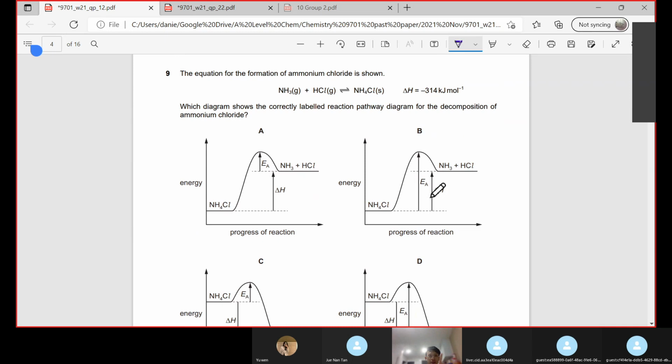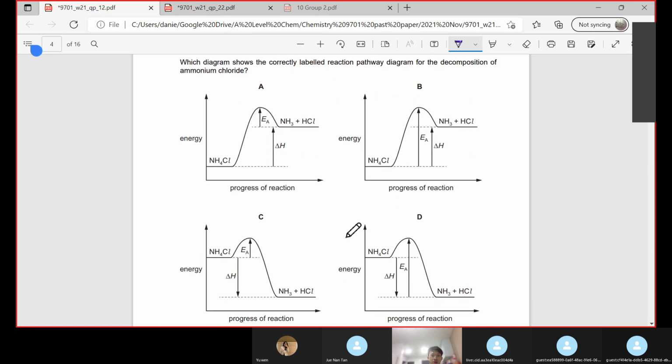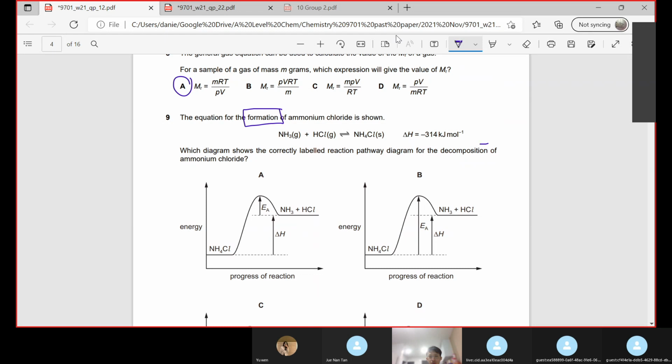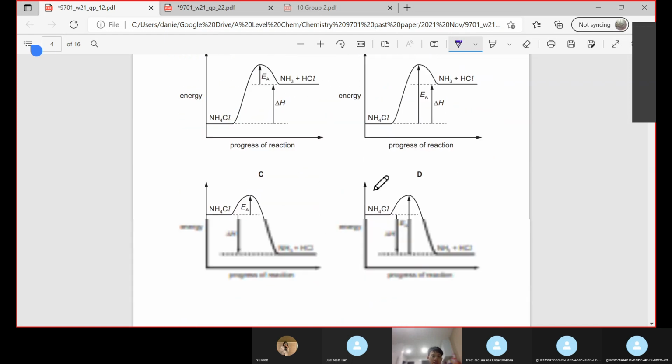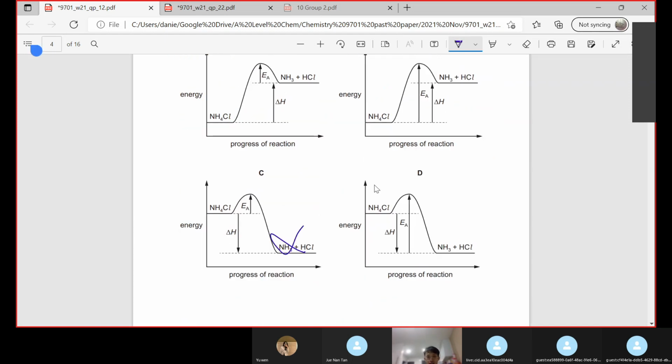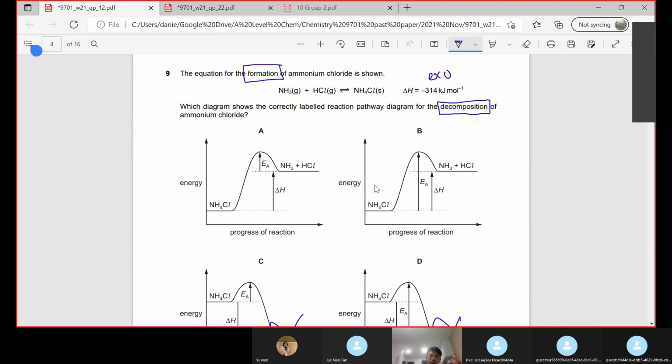The equation provided to you is NH3 plus HCl to form NH4Cl, meaning it is formation. But the diagram provided to you is decomposition, meaning the reverse of the reaction. Formation is exothermic, so the reverse should be endothermic. So C and D will be the wrong answers. Then A and B are showing endothermic, so endothermic is correct.